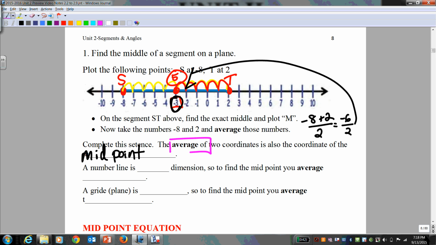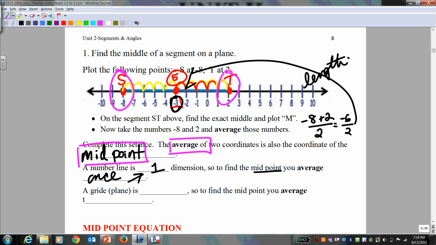I'd like you to box the word average, box the word midpoint. Now, a number line is only one dimension. It's just length. So when you average to find a midpoint, you only need to average once because it's one dimension. So to find the average on a one-dimensional line between points S and T, you add and then you divide by 2. It's two coordinates, and you only do it once because it's one dimension.